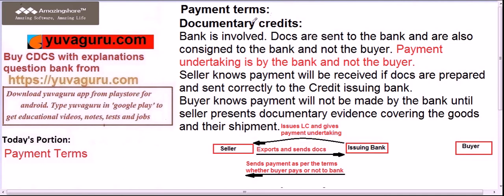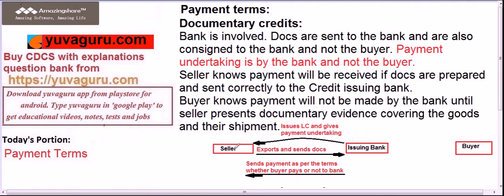Next is documentary credit. In this, the buyer and seller don't trust each other. That's why there is a bank in between which issues the LC and gives a payment undertaking to the seller that, see, if so and so set of documents are received, we will pay you. Then the seller exports the goods and sends the documents to this bank. Remember, the buyer is not in the picture over here. He sends the docs to this bank and then if the documents are correct, the issuing bank sends the payment.